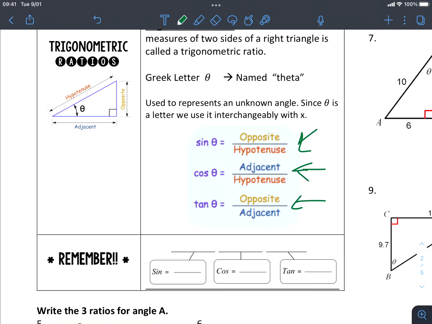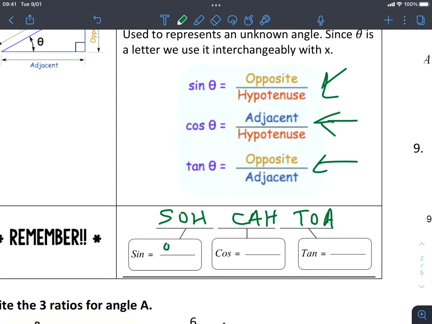The mnemonic device SOHCAHTOA. And that tells me that sine is opposite over the hypotenuse, SOH. And the CAH represents cosine is adjacent over hypotenuse, and tangent is opposite over adjacent. So that's where SOHCAHTOA comes from.